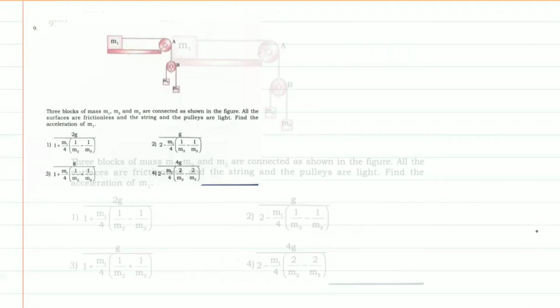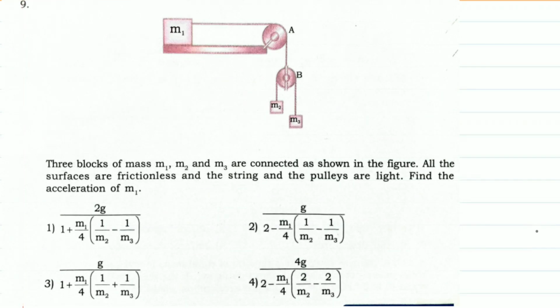My dear students, I am going to read the question. Three blocks of mass m1, m2 and m3 are connected as shown in the figure. All the surfaces are frictionless and the string and the pulley are light. Find the acceleration of m1 block.